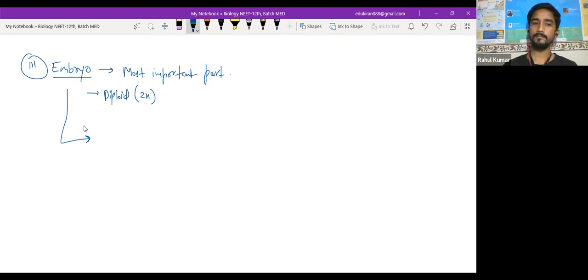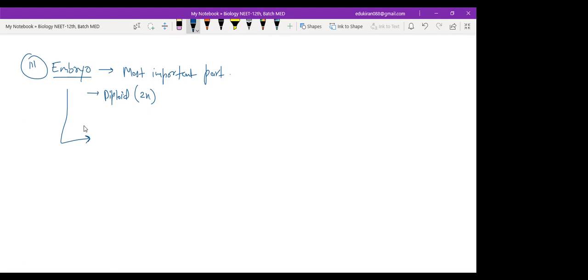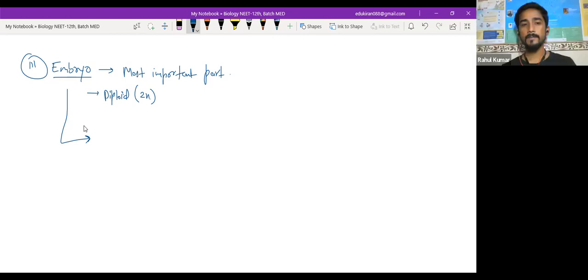And the moment it starts becoming multicellular, it also has to ensure that different subpopulations of cells inside that embryo will now go on and give rise to different biological structures, tissues, organs, etc. So that's why embryo has different parts. So first part of the embryo is epicotyl.